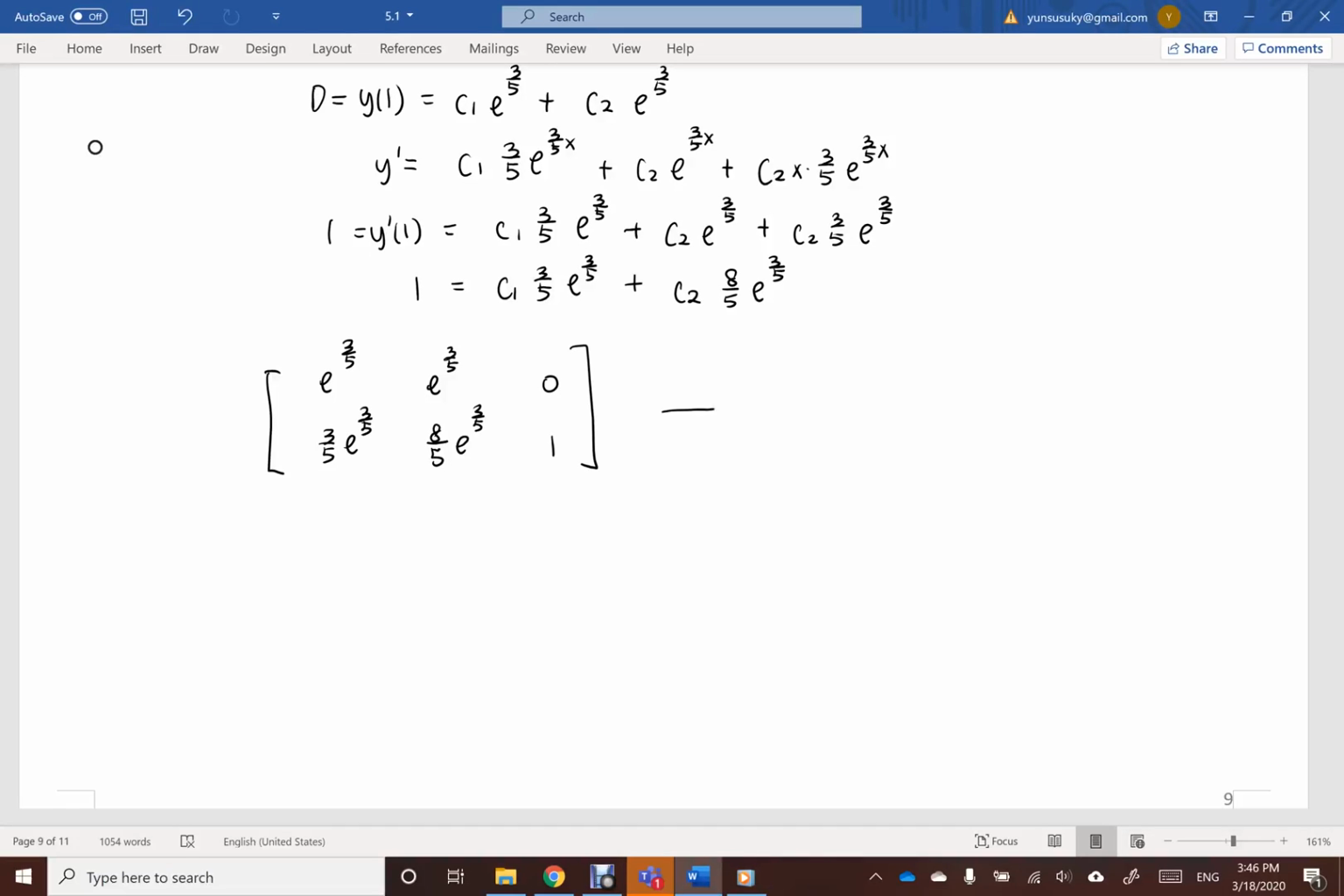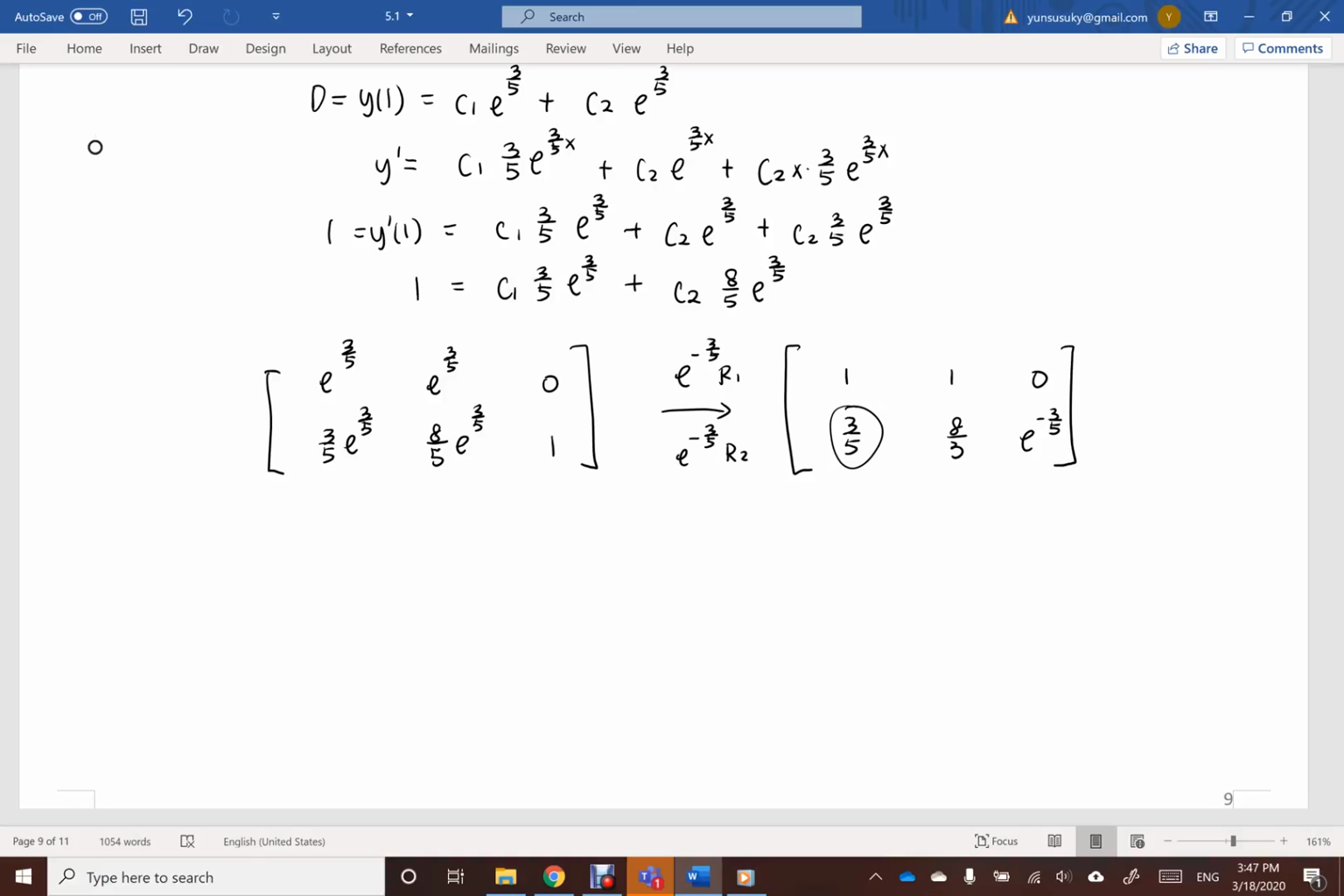And we can simplify. So we can multiply by e to the minus 3 over 5 into r1. Okay, then we have 1, 1, 0. And we can also do the same thing: multiply by e to the minus 3 over 5 in r2. Then we have 3 over 5, 8 over 5, and this is e to the minus 3 over 5. Okay, and let's make it echelon form. So let's clear this guy.